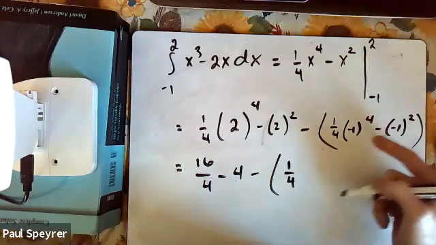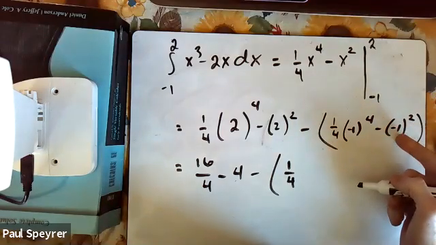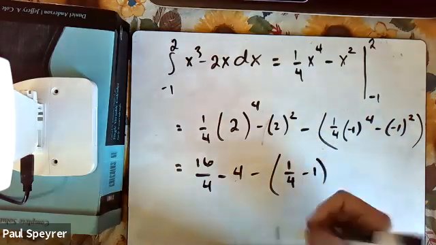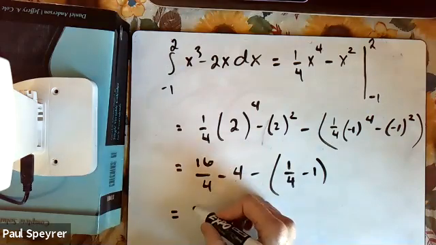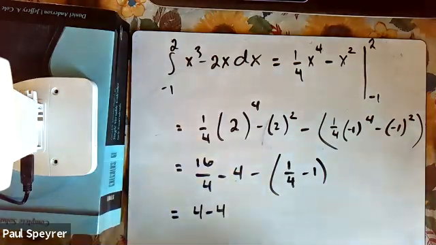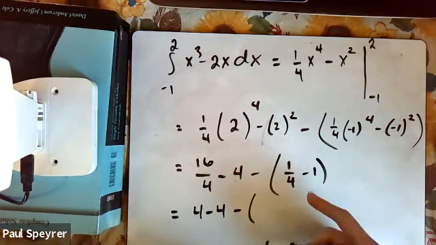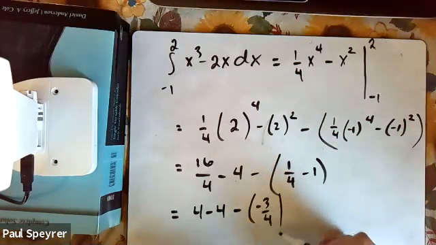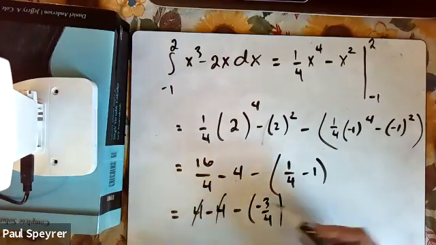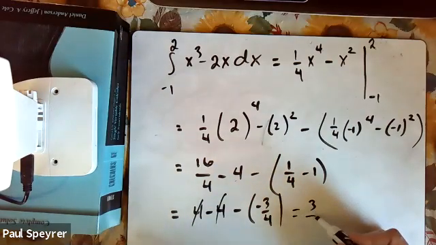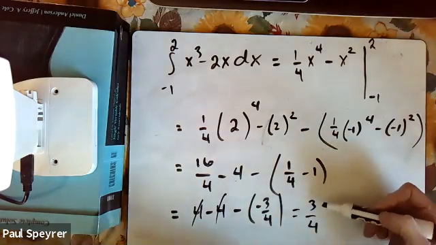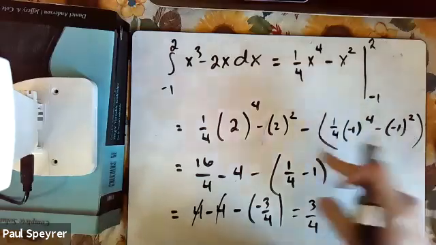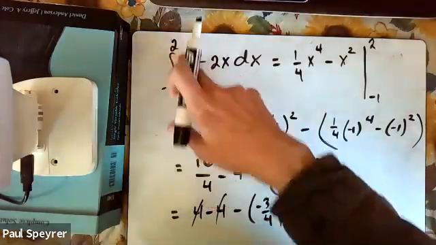And then this, what happens right here? You have to do exponents first. So -1 squared is 1. With the negative, you get -1. Now we keep going, right? This is 4 minus 4 right here. Minus, what's 1/4 minus 1? That's -3/4. These get knocked out, right? And then you're left with a positive 3/4. So what does that tell us? That tells us the area under this particular curve is 3/4 from x equals -1 to 2.